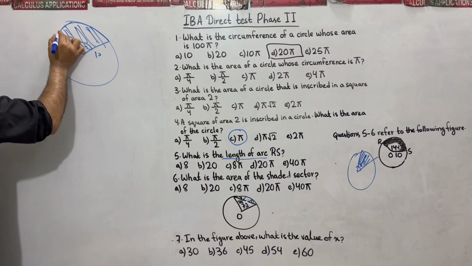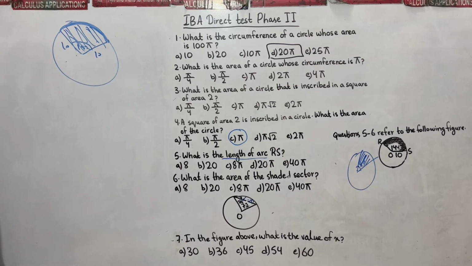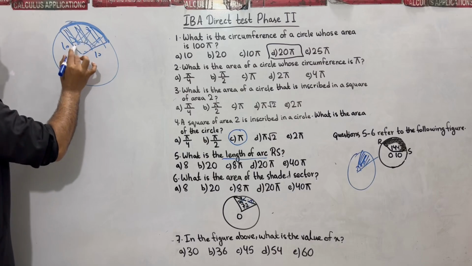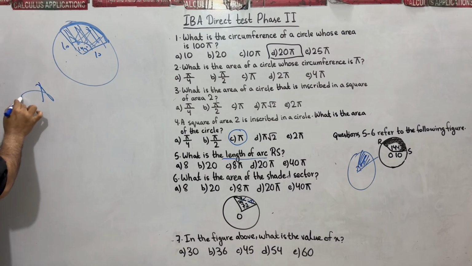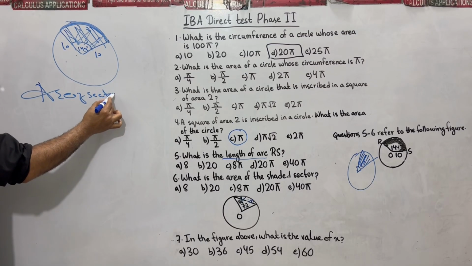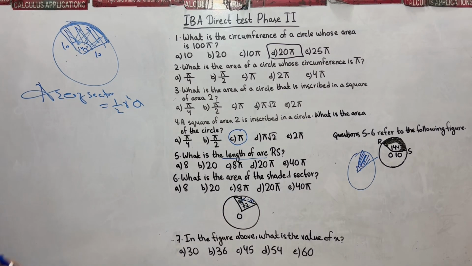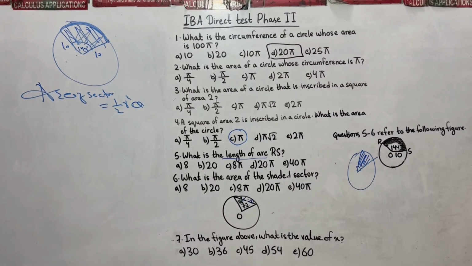This line is only an arc. Any portion of the circumference is known as an arc. Now we are interested in the area of this sector, and the angle is 144 degrees. Area of sector is given by 1 upon 2 r square theta, where theta is in radians.